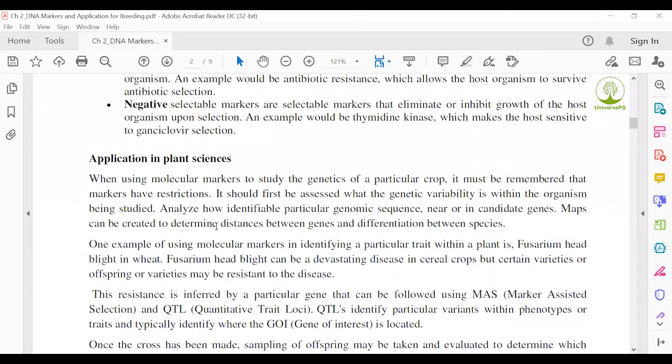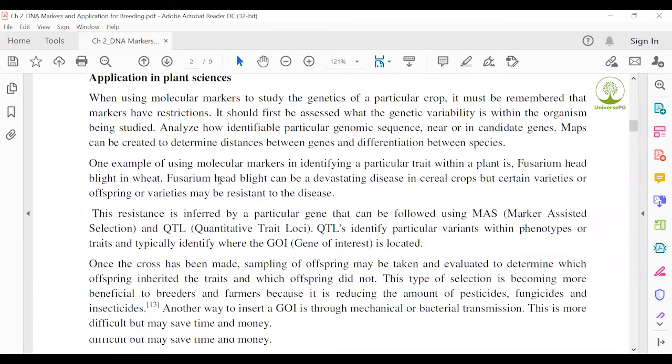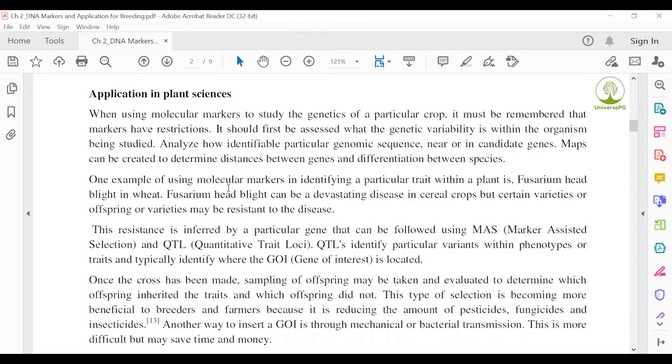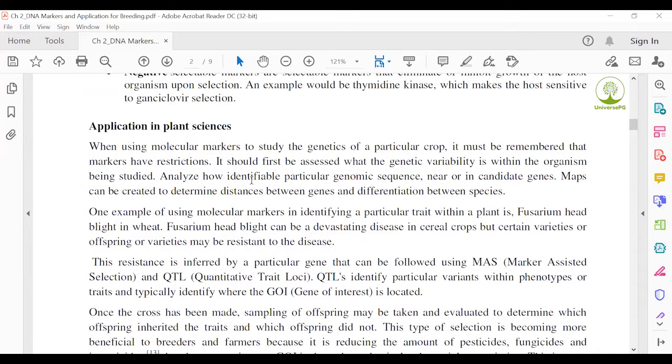Application of DNA markers in plant sciences. In plant sciences, for the identification, screening, and selection of a specific gene, generally we use different types of selectable markers. Those are cytological, biochemical, DNA based, and morphological.